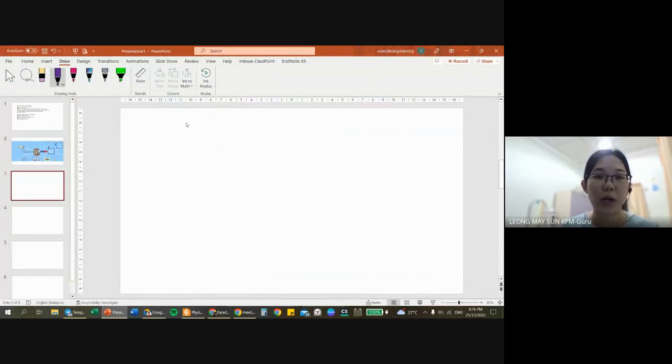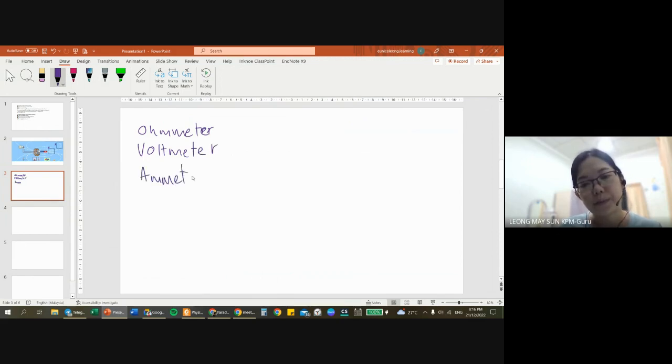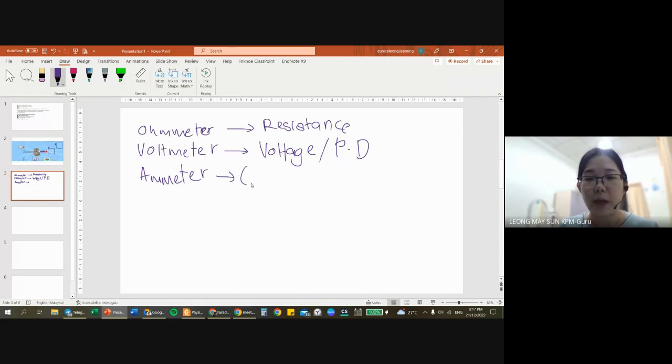I'm sure all of you have heard the words ohmmeter from your RBT, and then we have voltmeter and also ammeter. Ohmmeter is to measure the resistance, which we don't really measure in physics anymore. Voltmeter is to measure the voltage or the potential difference. Ammeter's main purpose is to measure the current. Now, all these three devices, ohmmeter, voltmeter, and ammeter, actually come from the galvanometer.